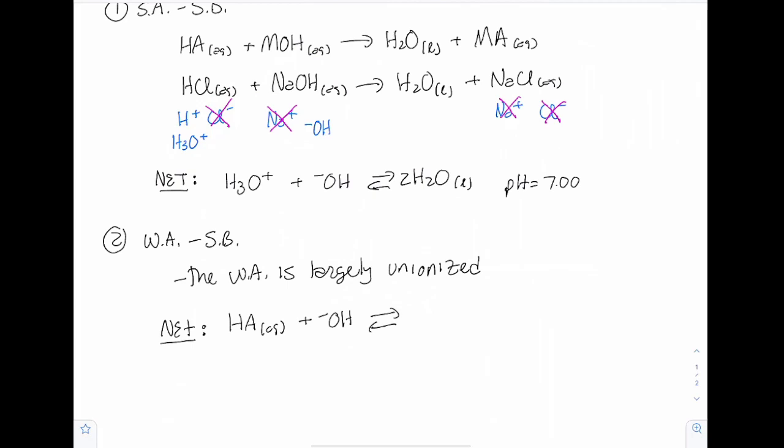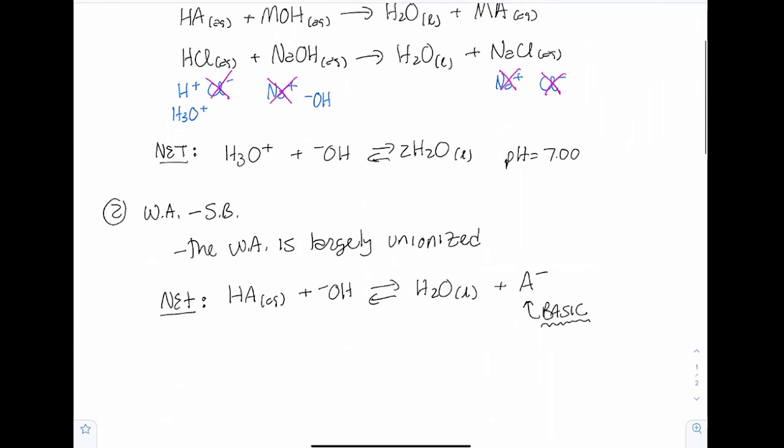I'm going to get water plus my conjugate base, my anion from my acid. And we had said at the beginning of chapter 14 that the anion from a weak acid is basic. So this will react with water to produce hydroxide ions, and our pH is going to be greater than 7.00.